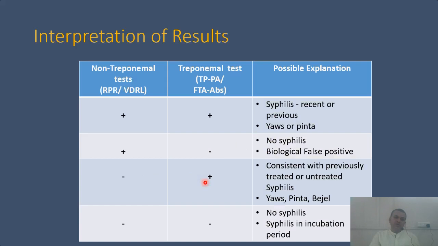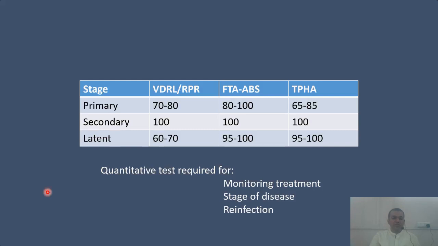If the non-treponemal test is negative and the treponemal test is positive, that is consistent with previously treated, or even untreated, syphilis. If both are negative, there is no syphilis, or maybe it is the incubation period. The treponema may be present in the incubation period. So now, as I told you, what type of test has to be prescribed in which condition depends on the stage of the patient, whether it is the primary, secondary, or tertiary phase.